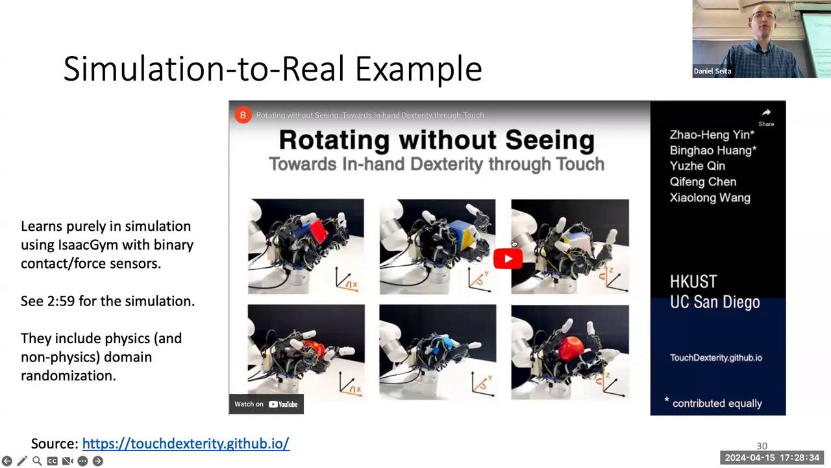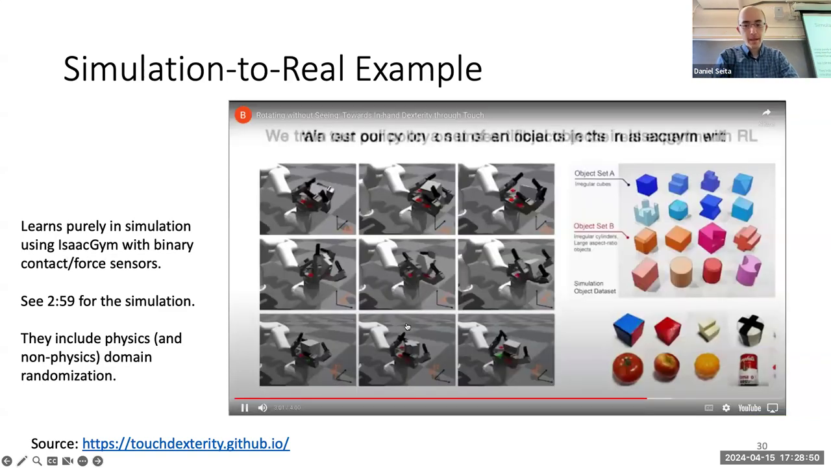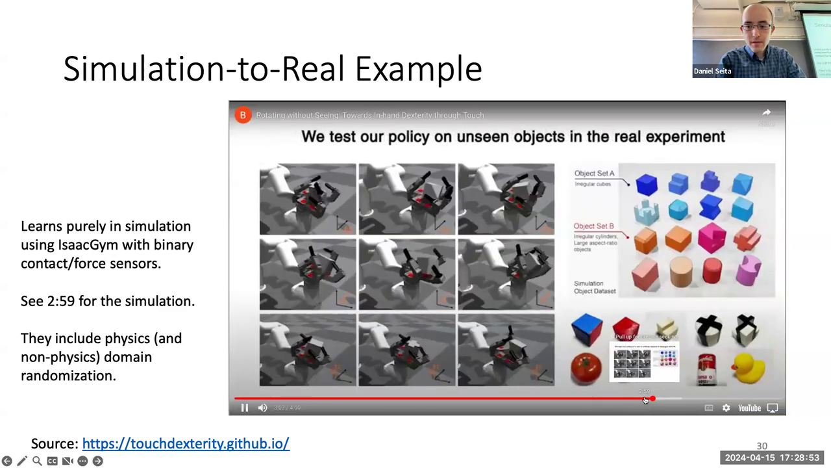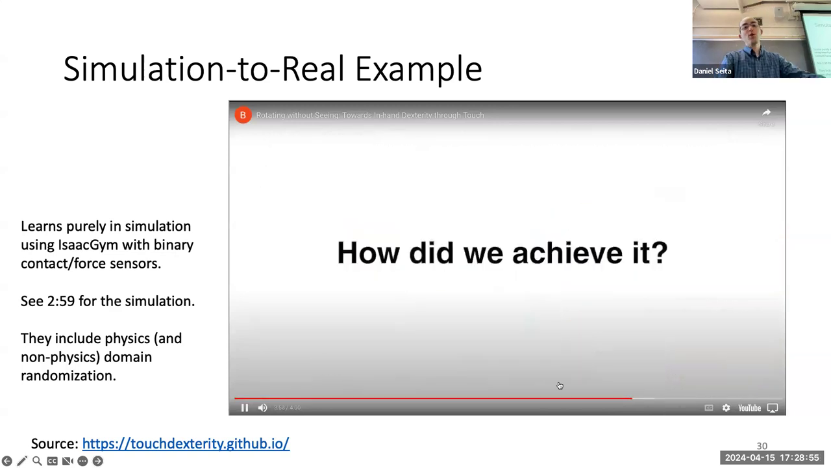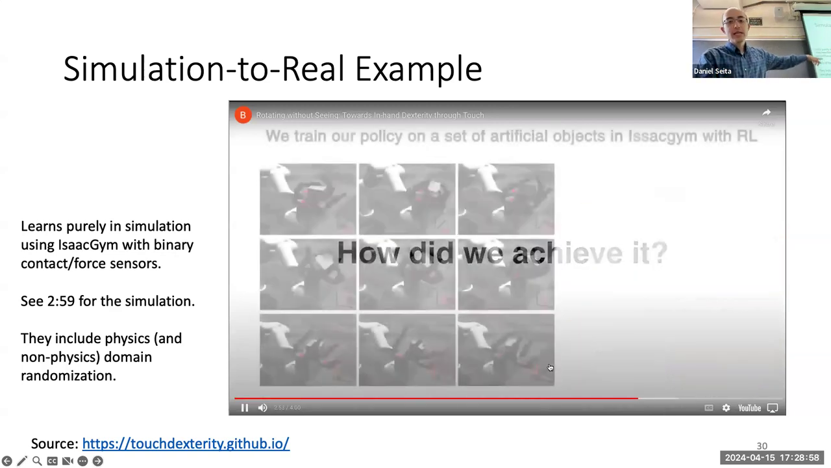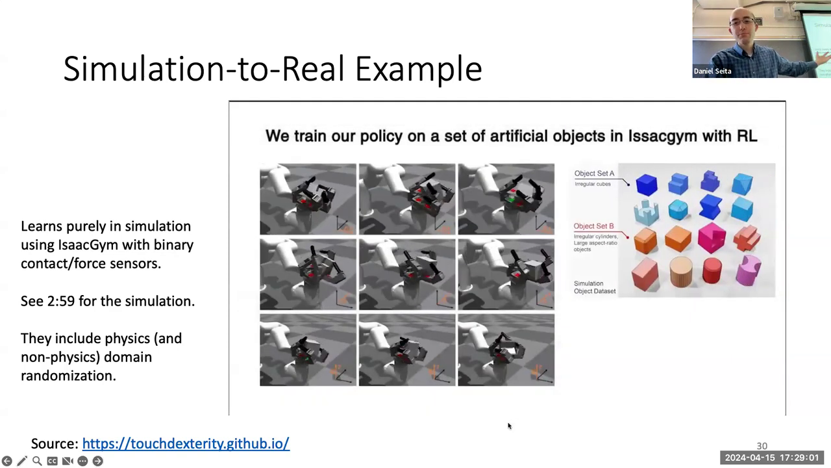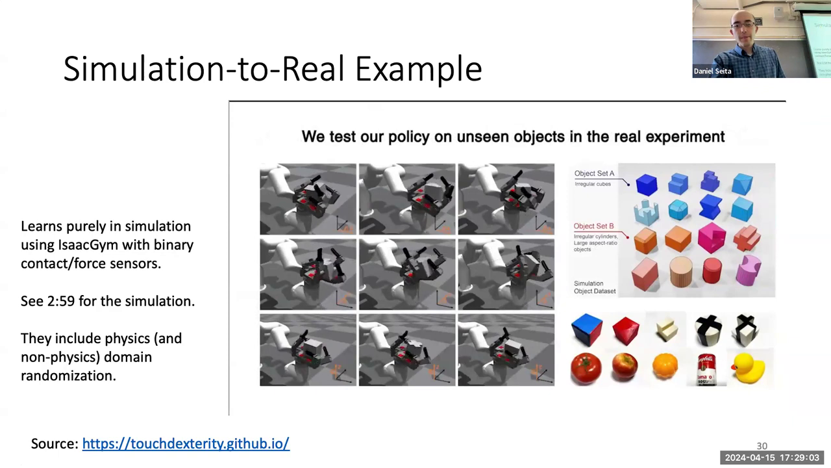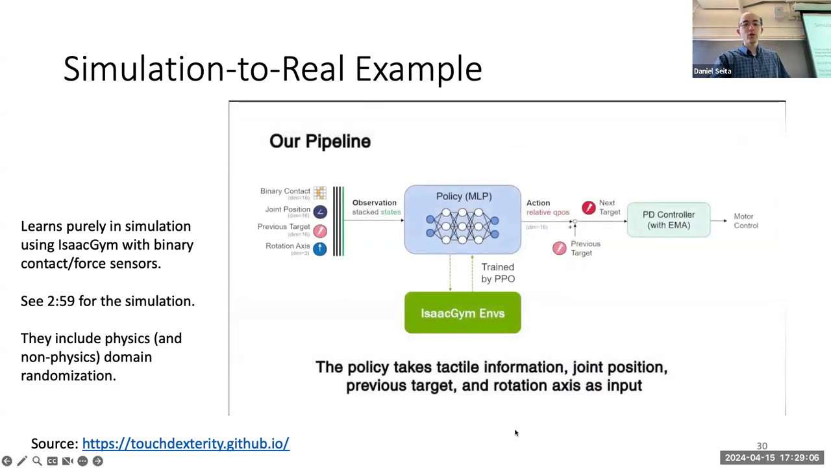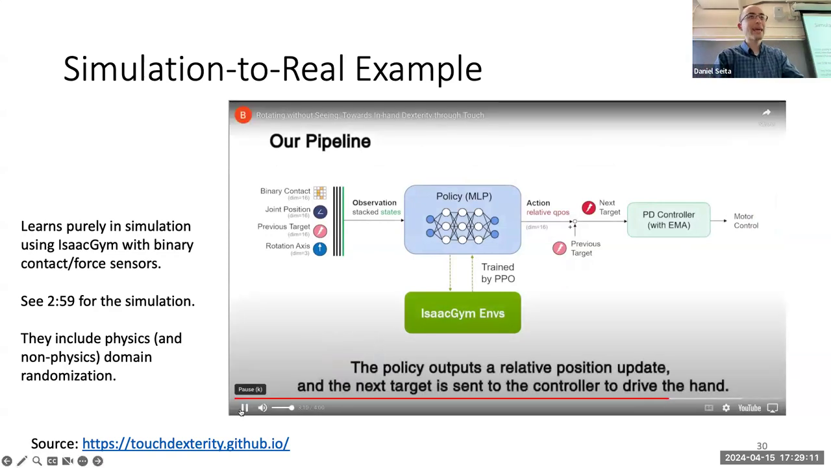The objective of this paper is to use tactile sensing to try to rotate an object. So they have some z-axis and just rotate the object. It's like what a human can do, but with this type of hand, the Allegro hand, that's the name of it. So how did we achieve this? You see that they have a set of artificial objects in Isaac Gym. You have this hand, and then you just put in a lot of data, randomize it enough, and make it work in the real world.